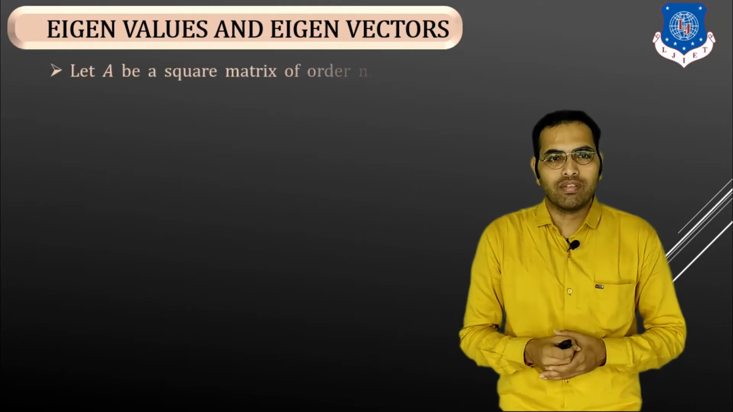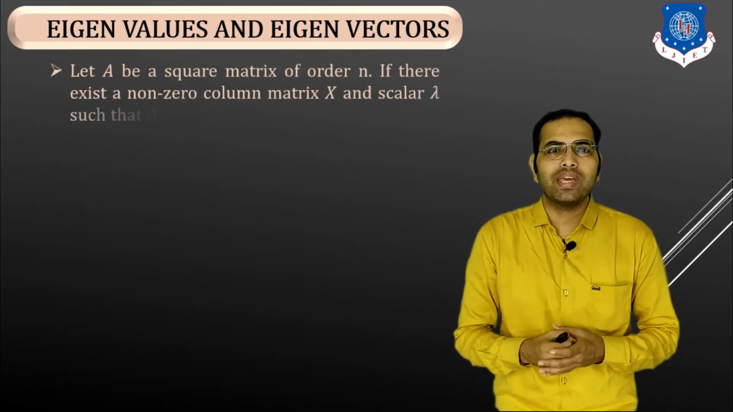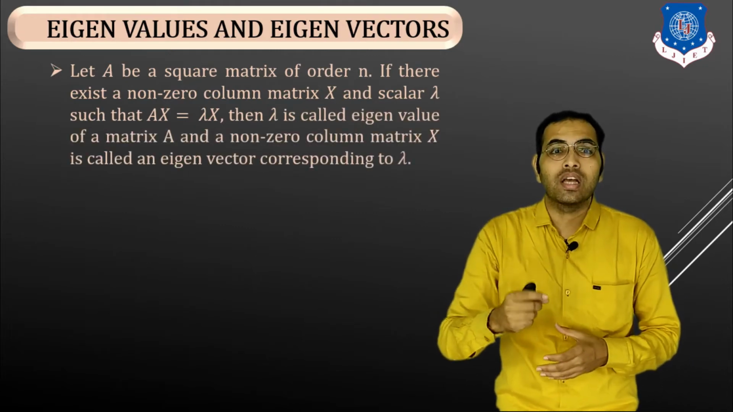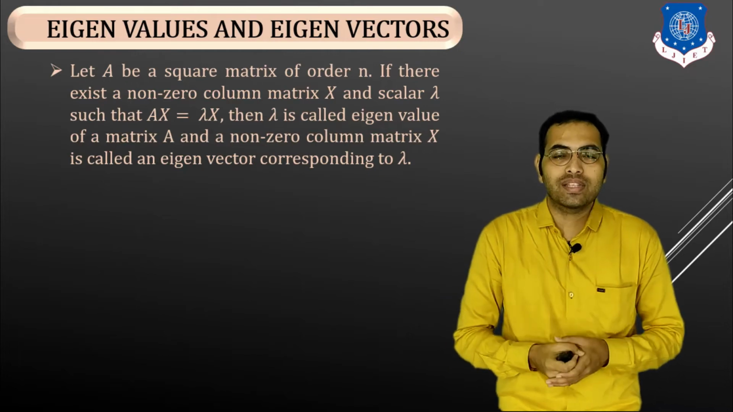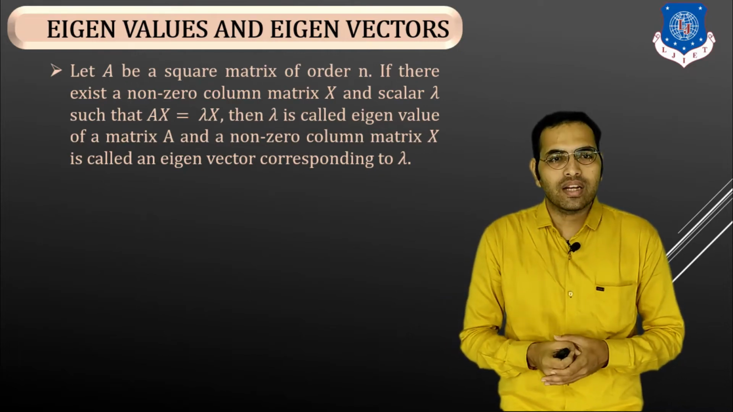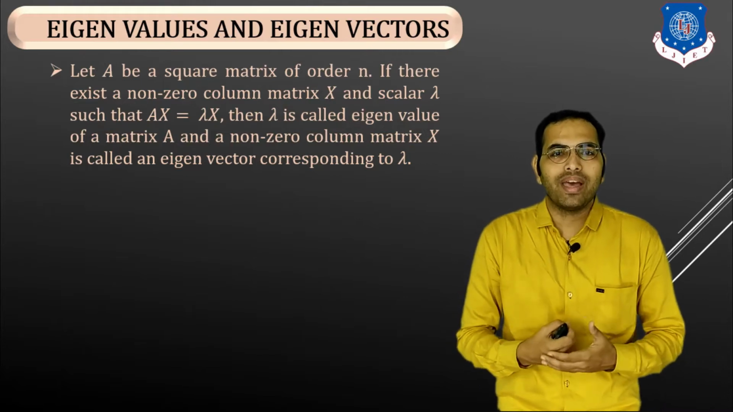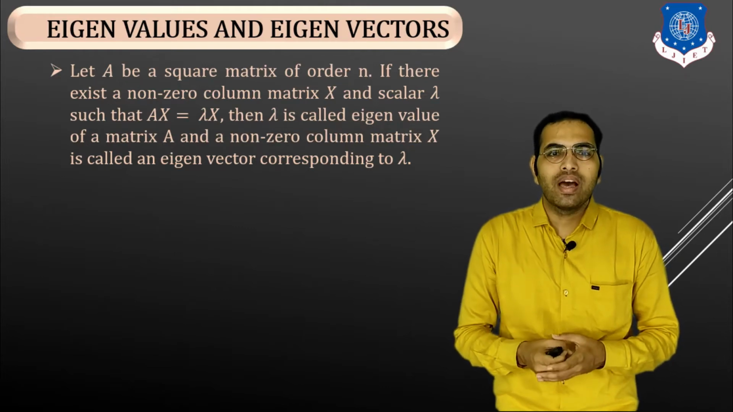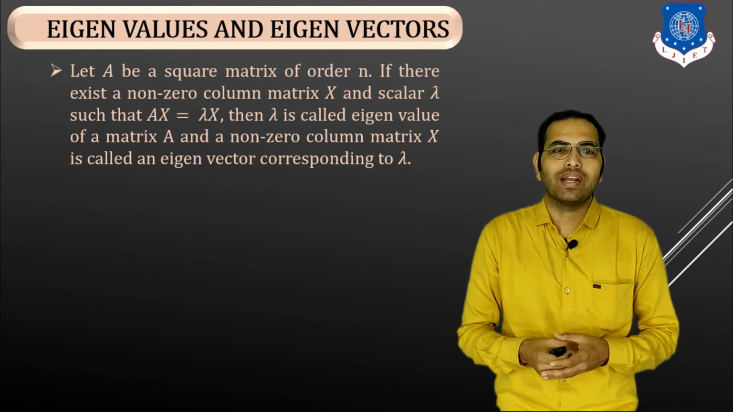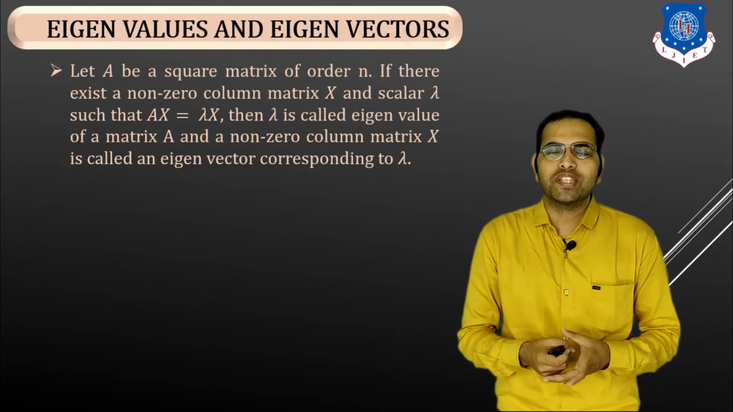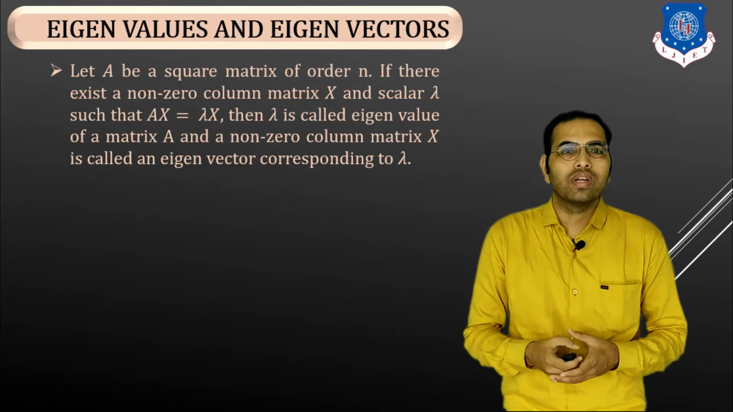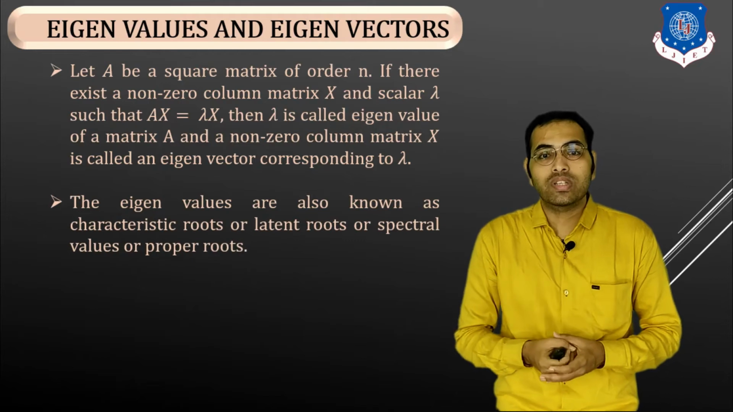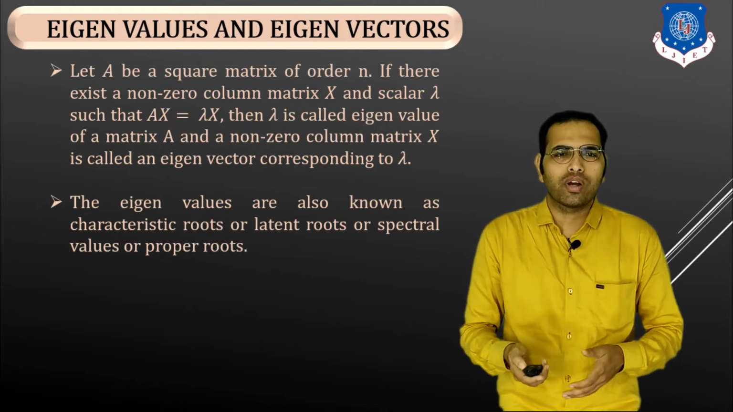Firstly, what is an eigenvalue? Let A be a square matrix of order n. If there exists a non-zero column matrix X and a scalar lambda such that AX = lambda X, then lambda is called an eigenvalue of the matrix A, and the non-zero column matrix X is called the eigenvector corresponding to the eigenvalue. The eigenvalues are also called characteristic roots, latent roots, spectral values or proper roots.